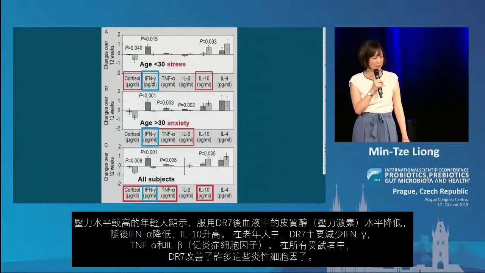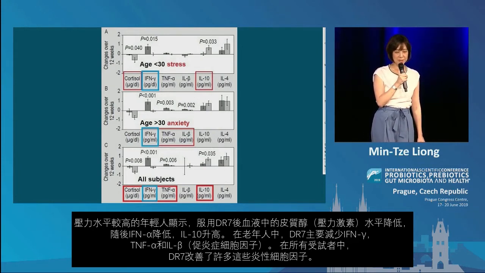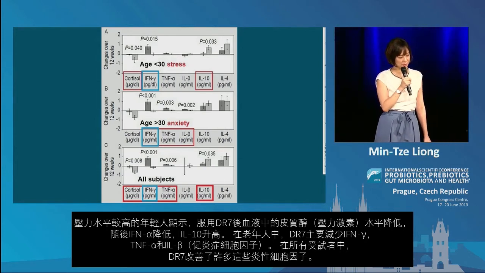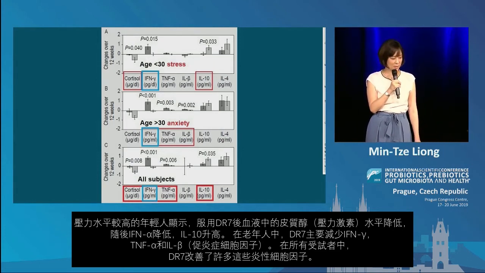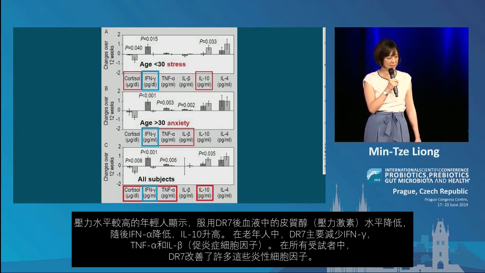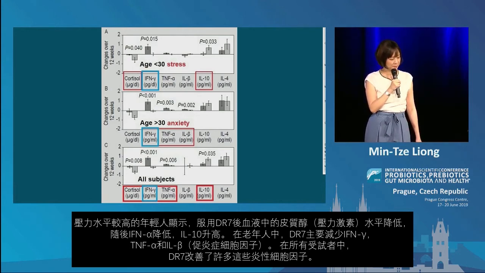Then we also look at some of the inflammatory markers again. The top one would be for those younger adults, age less than 30, who are experiencing stress. We could see that cortisol, the stress hormone, was actually improved. IFN gamma and IL-10 were also improved. In older adults, age above 30, we could only see IFN, TNF, and IL-1 beta, primarily all the pro-inflammatory biomarkers. And in all subjects, we see quite a few of them.